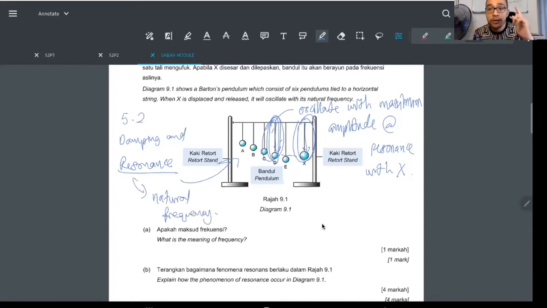Okay, so resonance occurs when something that is not moving is forced to oscillate at its natural frequency. Okay, that's the definition, but that's what it is.